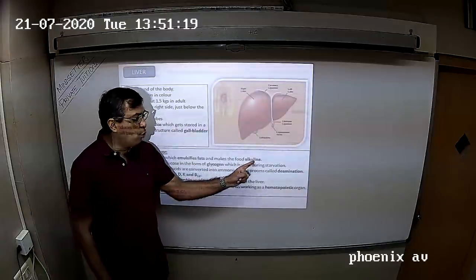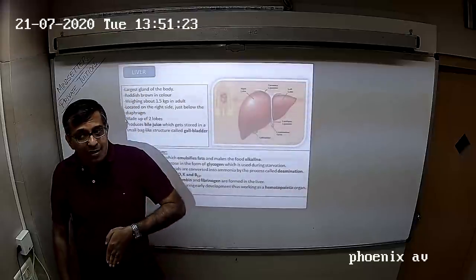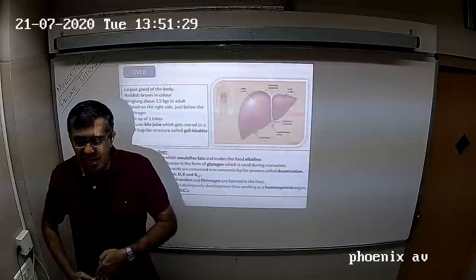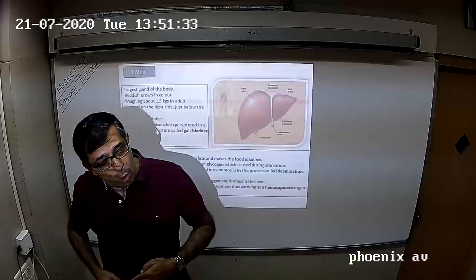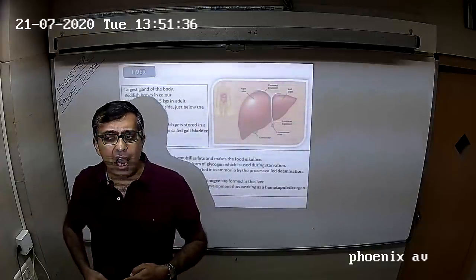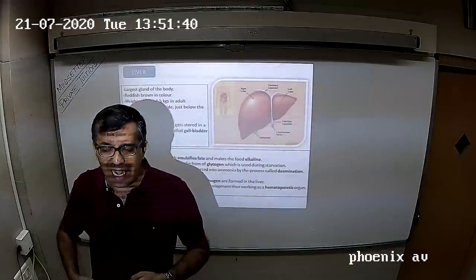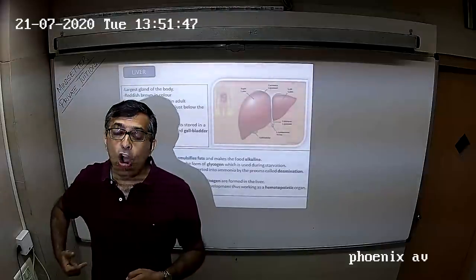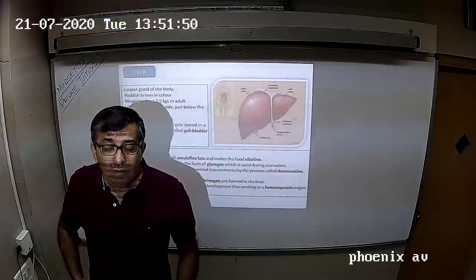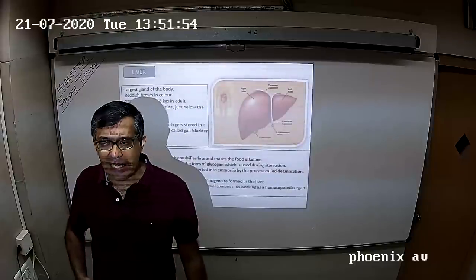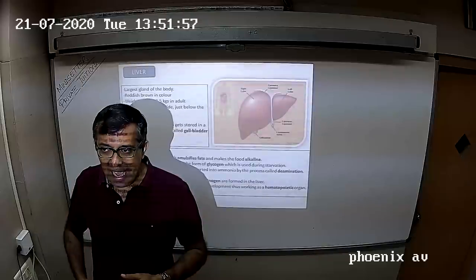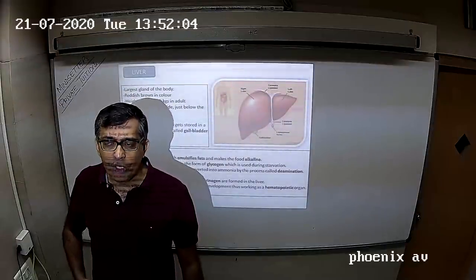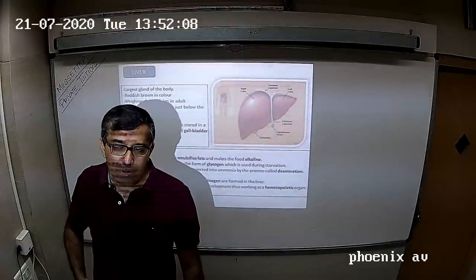And it also makes the food become alkaline. If you remember, stomach was very acidic, and from the stomach food enters into the small intestine, into the duodenum, and I hope you remember from the last lecture, the submucosa of the duodenum has in it Brunner's gland, which produces mucus and makes the food become alkaline. Along with it, liver releases bile, which also helps the food to become alkaline. So stomach is acidic because of HCl. In the intestine, the food becomes alkaline because of Brunner's gland, which secretes mucus, and bile, which makes the food alkaline.